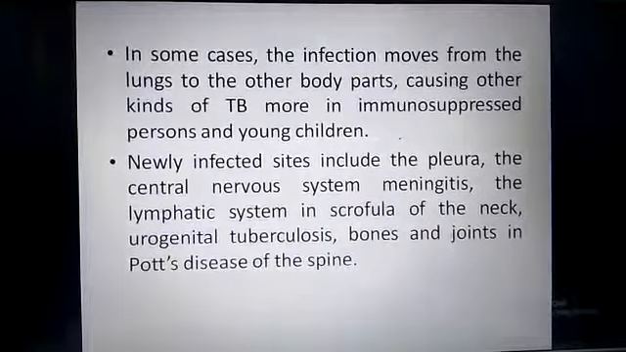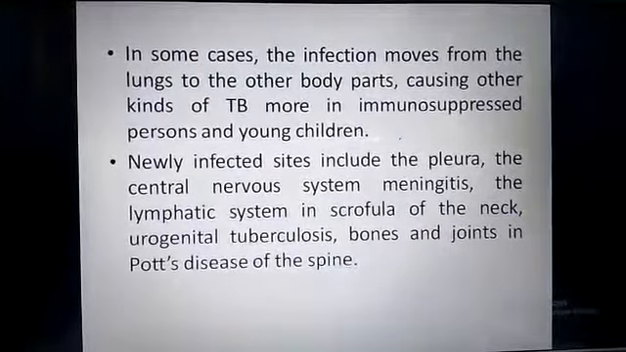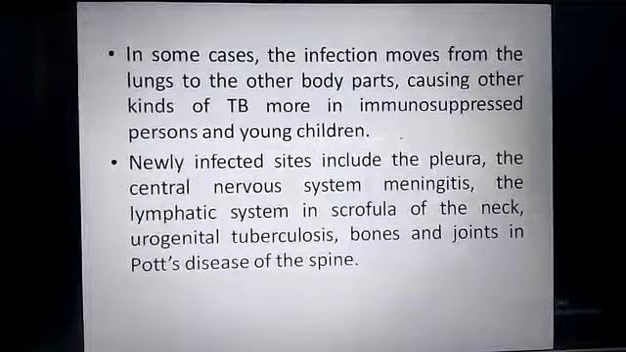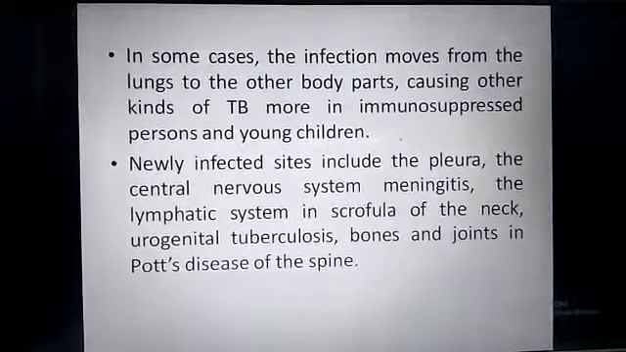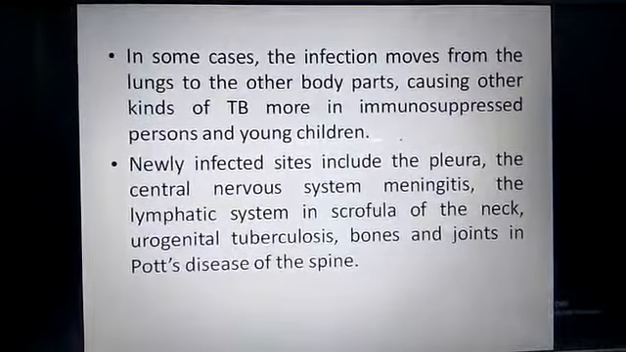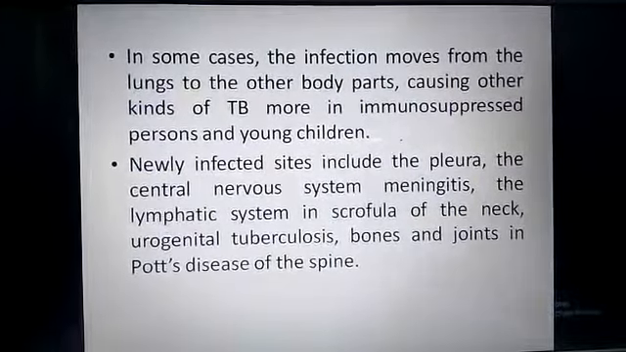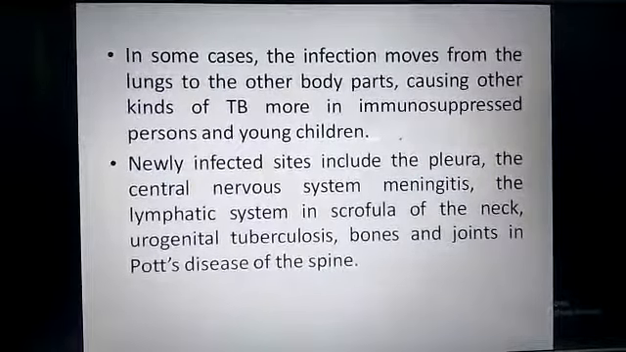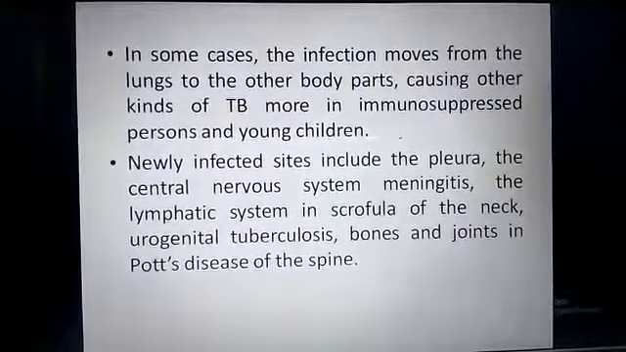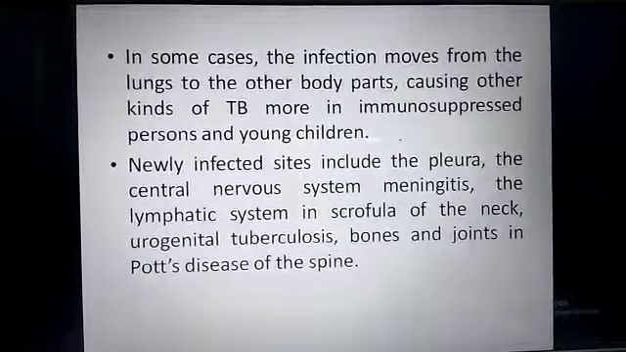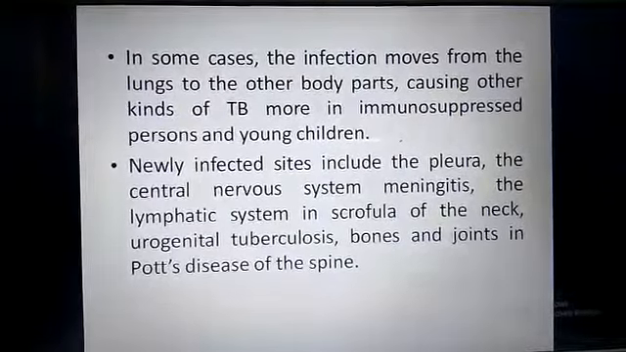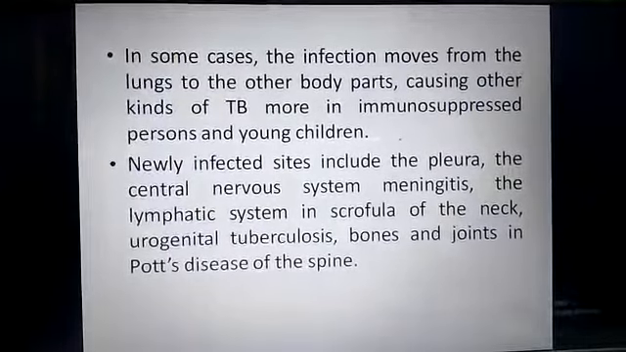The central nervous system, meningitis. Meningitis means inflammation or swelling of the lining of the brain and spinal cord. Then the lymphatic system, scrofula of the neck, which is inflammation of lymph nodes in the neck. Urogenital tuberculosis. Urogenital means both the genital and urinary systems. Bones and joints, Pott's disease of the spine. Pott's disease means tuberculosis of the spine.